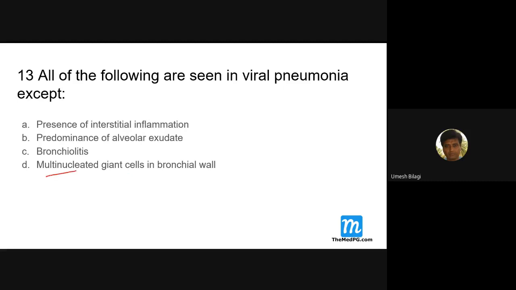Multinucleated giant cells in the bronchial wall: is this correct? So what is the except answer here? Alveolar exudate. Where is the alveolar exudate seen? Lobar pneumonia. Alveolar exudate is classically seen in lobar pneumonias. So this is the correct except answer. Multinucleated giant cells are seen in viral pneumonias.